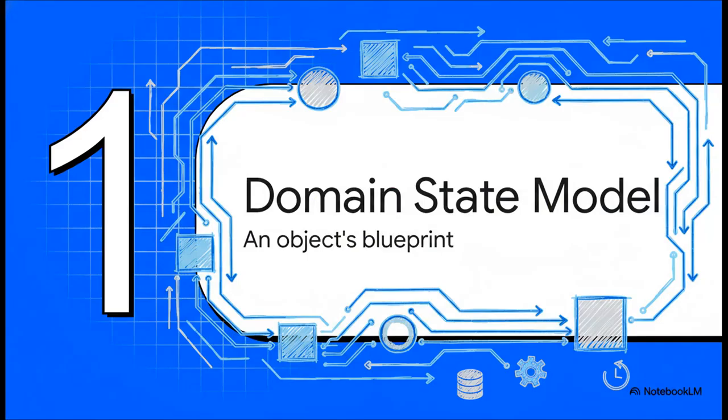Okay, so what exactly is a domain state model? The easiest way to think about it is like a blueprint. Yup, a blueprint. It's a detailed plan that tells a specific object in your software, like our pizza order, exactly how it should behave from the beginning of its life to the very end.